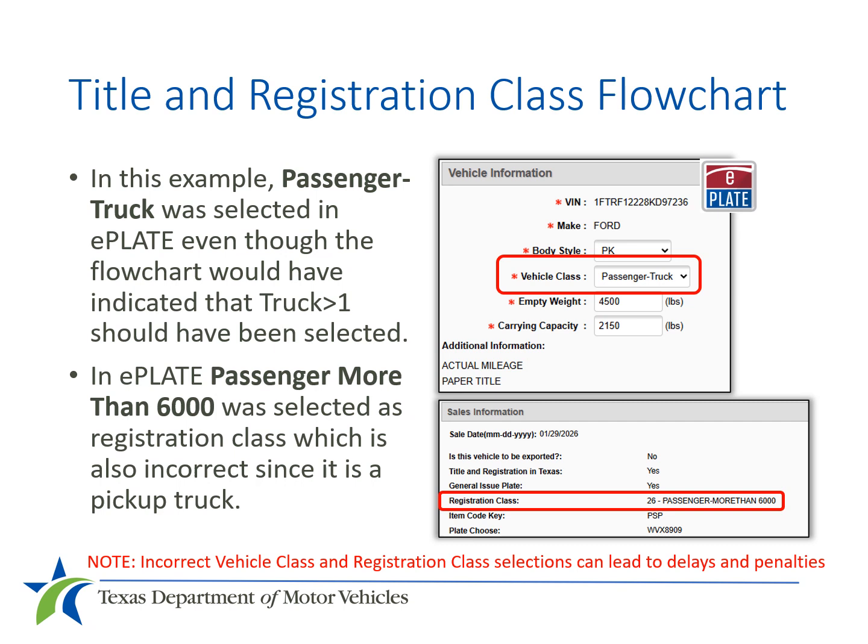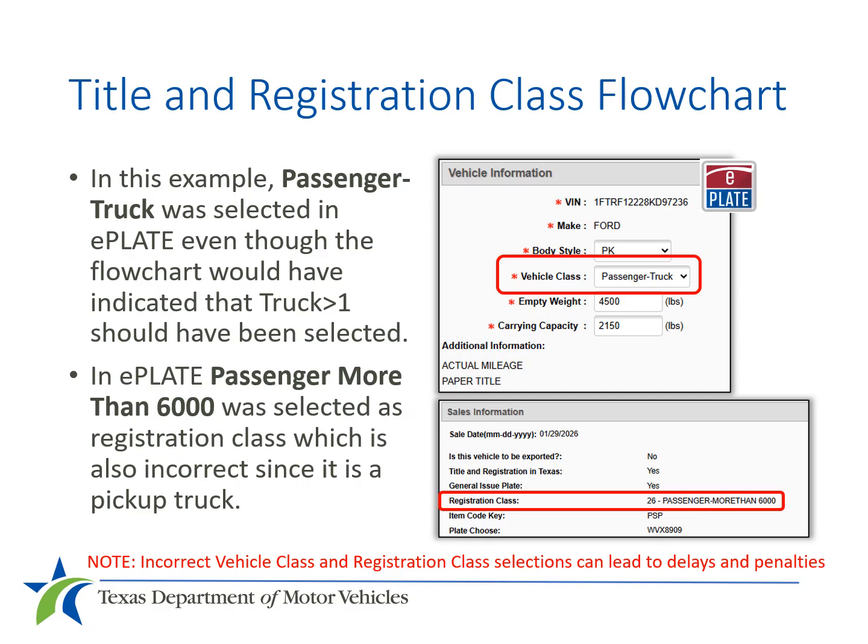For processing though, this will cause an error once finalized in webDEALER. Additionally, the processor then selected a registration class that they thought would work as well, but was also incorrect. It is important to note that ePlate and webDEALER will allow you to select these incorrect options and will not indicate an error until the transaction is submitted to the county.